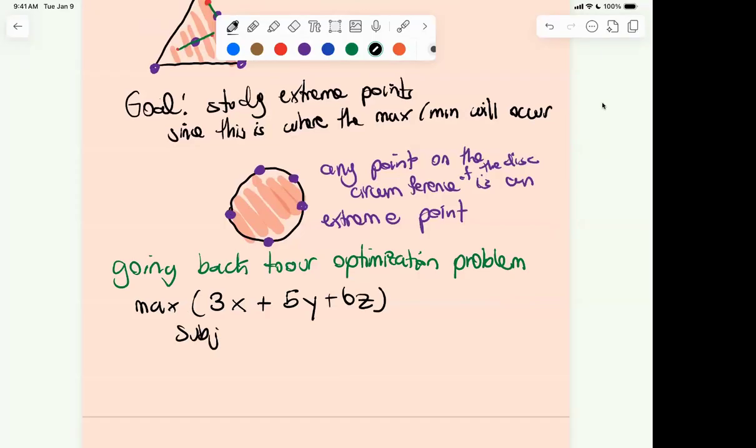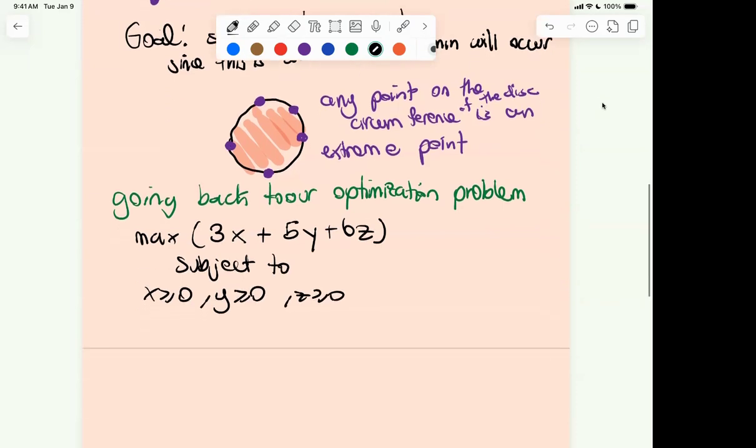subject to conditions, right? Subject to x being non-negative, y being non-negative, z being non-negative. And then let me put some inequalities, like maybe x plus y plus z is less or equal to 3, and then maybe x plus 2y plus 5z is less or equal to 4, and then x plus y minus z is less or equal to 2.